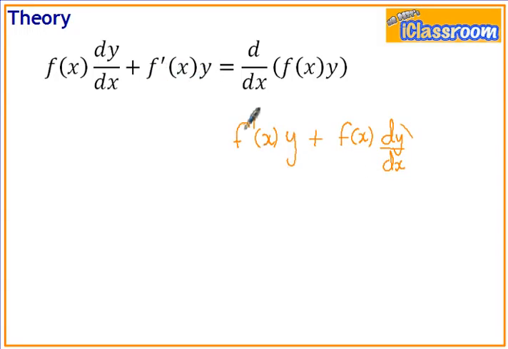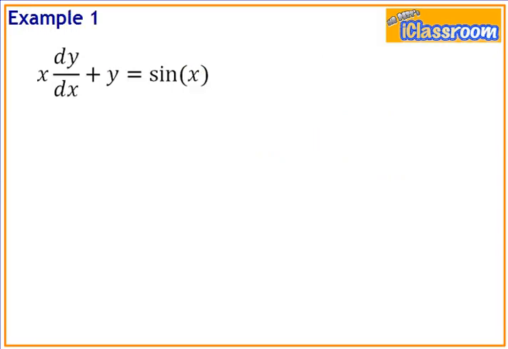The trick is to be able to see that the function in front of dy by dx can be derived to give the function in front of y, and that's what we're going to look for every time. So here's our first example. We know it's a linear differential equation because I've got dy by dx and y. I look in front of dy by dx and I think, if I differentiate this function, does it give me the function in front of y? The differential of x is obviously 1, so clearly this does.